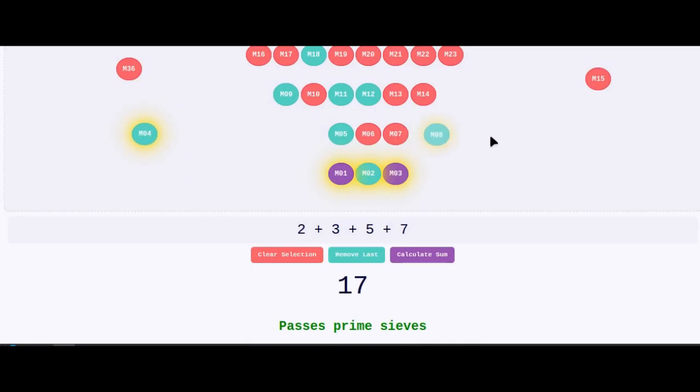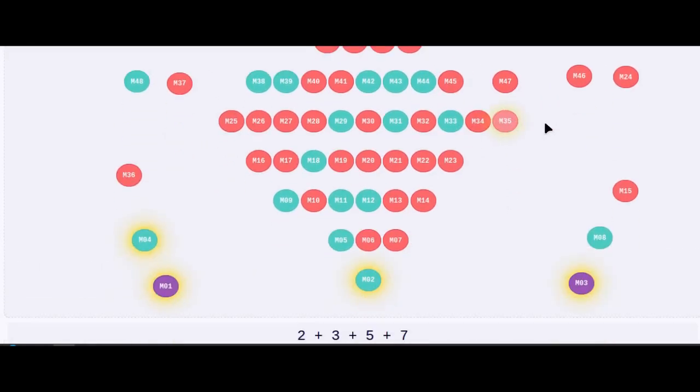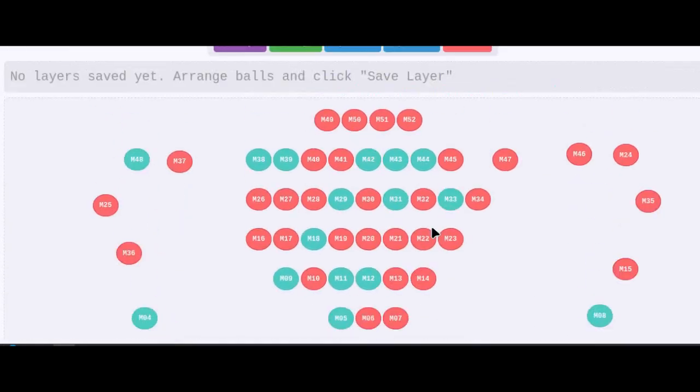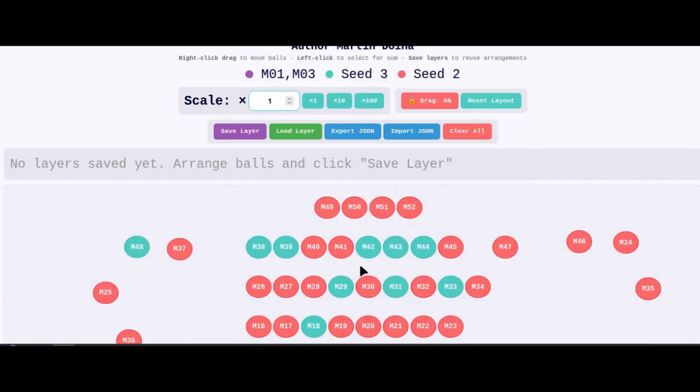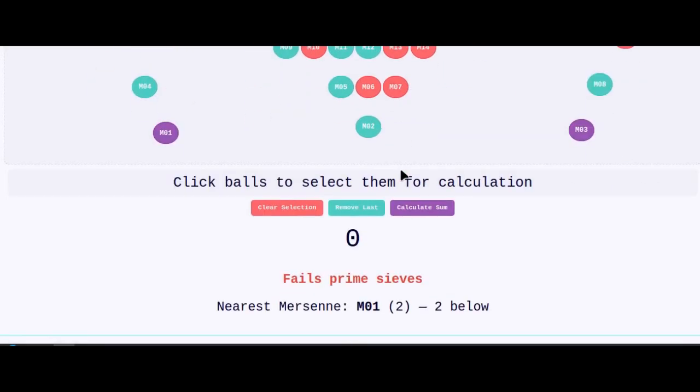Here's how to use this app for serious research. 1. Start with small exponents. Find relationships between M01 and M10. 2. Test scale factors. See if multiplying sums by 10 lands near larger exponents. 3. Document everything. Save each promising configuration as a layer. 4. Look for distance patterns. Are gaps between exponents multiples of each other? 5. Check digital roots. All Mersenne exponents except 3 have digital roots 1, 2, 4, 5, 7, or 8.